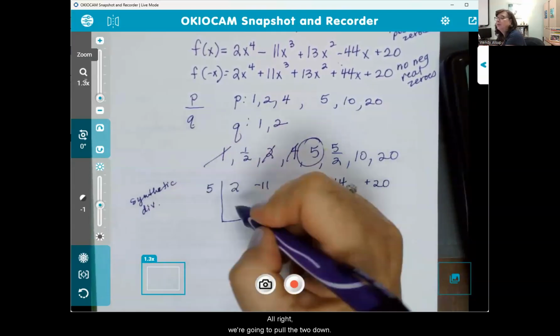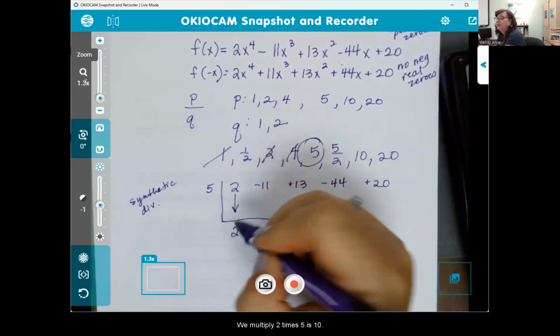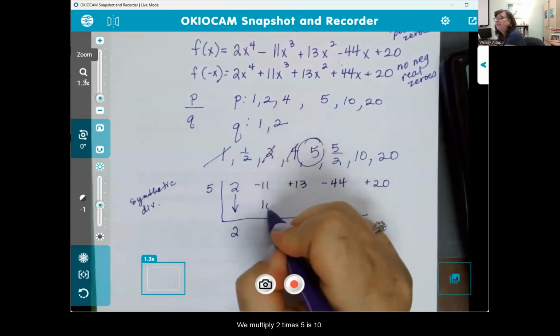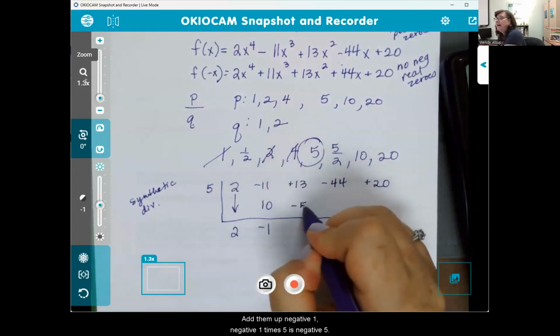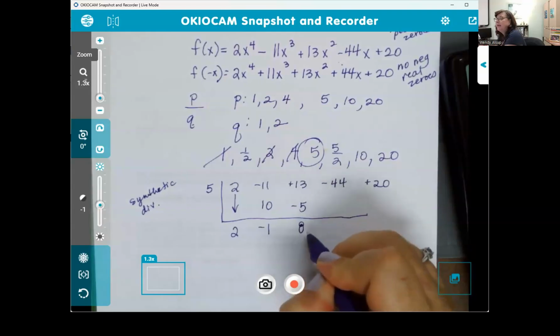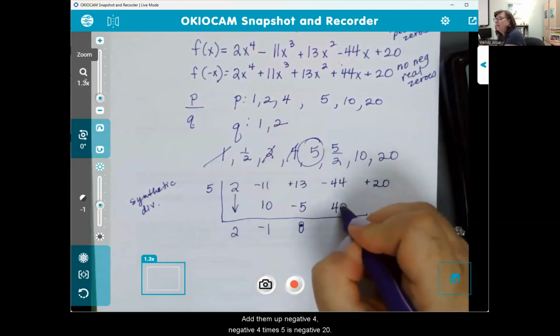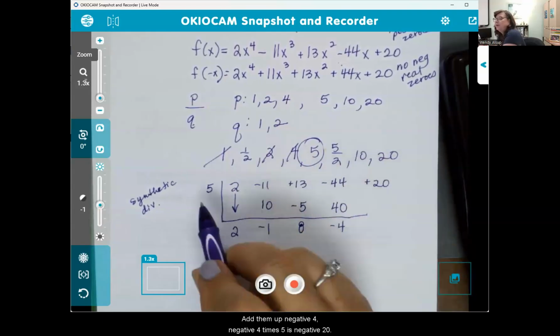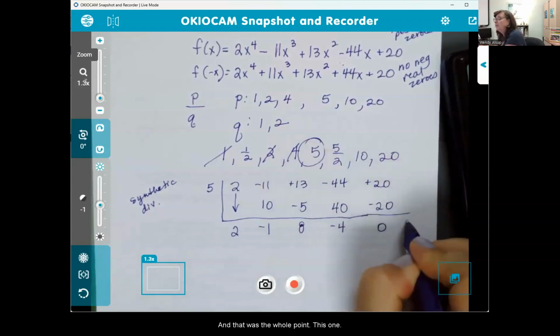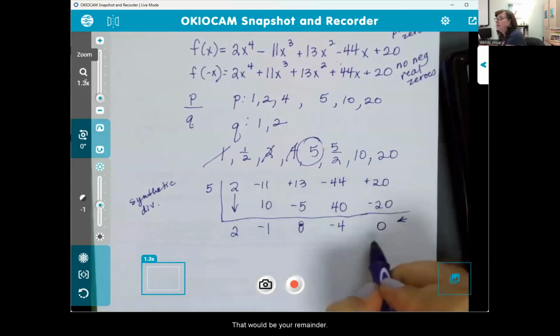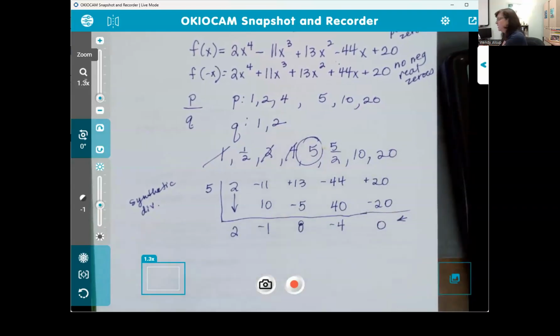Synthetic division. All right, we're going to pull the 2 down. We multiply. 2 times 5 is 10. Add them up. Negative 1. Negative 1 times 5 is negative 5. Add them up. 8. 8 times 5 is 40. Add them up. Negative 4. Negative 4 times 5 is negative 20. Add them up. 0. And that was the whole point. This one would be your remainder, and we don't have a remainder.